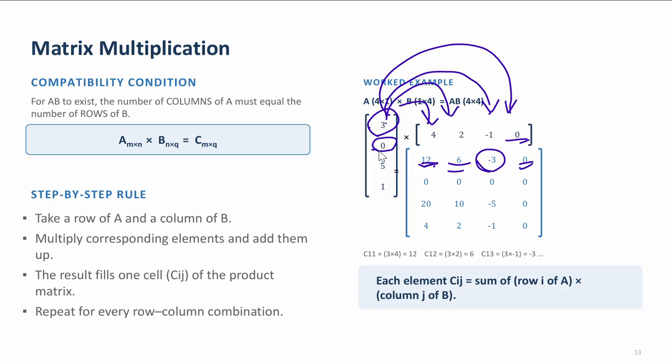Now a similar thing we are going to do with 0 here. We are going to multiply each and every element of matrix B with 0. So we are going to get 0, 0, 0, 0. Then 5 4s are 20, 5 2s are 10, 5 into minus 1 is minus 5, 0. And then we are going to multiply 1 by each element. We are going to get 4, 2, minus 1 and 0. Right? So the result fills one cell of the product matrix. Repeat for every row column combination. Each element is the sum of row i of A multiplied by column j of B. So we are basically multiplying the row of A with the column j correspondingly. Right? I hope this is clear.